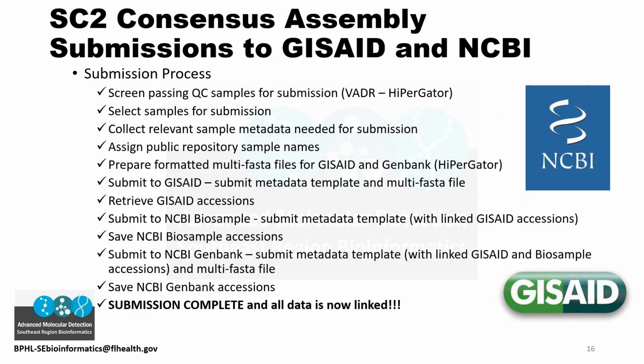So I put together this kind of process or checklist of everything that's involved with submitting your consensus assemblies to GISAID and NCBI and making sure that your data is all linked. Essentially the submission process starts with screening all of your samples once they come into your pipeline. You're going to screen for your passing QC samples for submission, and you'll need to run them through VADR, which is NCBI GenBank's viral annotation pipeline.